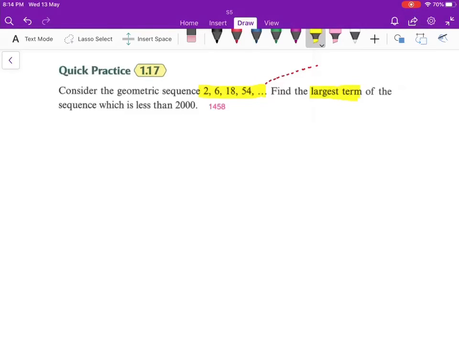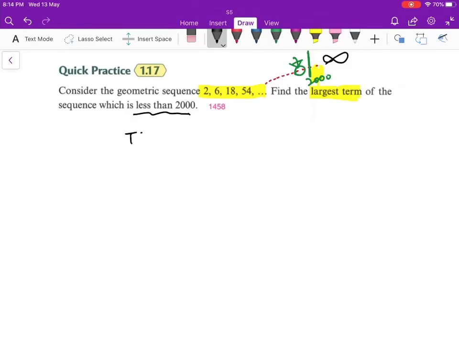So think about it. If the sequence keeps going for a long time, and I want to find the largest, it should be infinity, right? No, they tell you that the largest one should be less than 2000. So actually they give you a hint. Chop here. If this is 2000, I only need you to find out the one just in front of the 2000. So how can we do it?